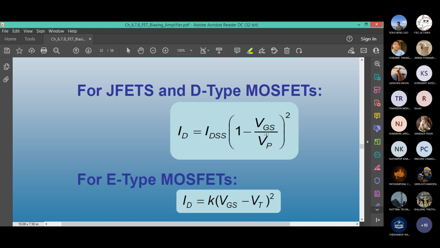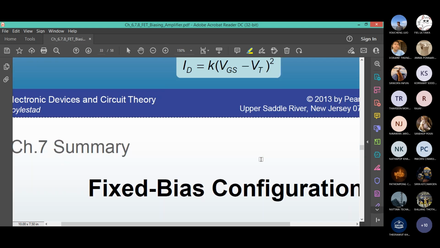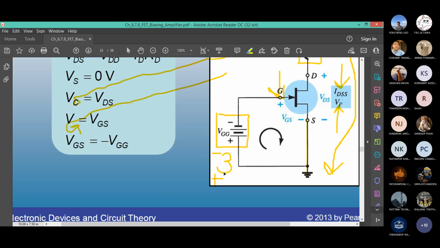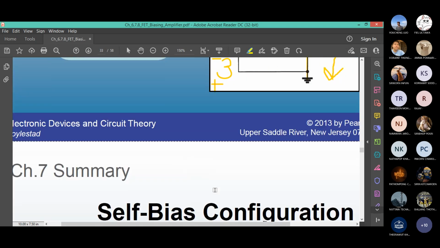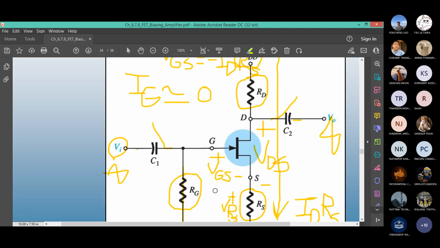I taught you the shortcut points, right? When VGS equals VP, and then when ID equals IDSS, and when ID equals half of IDSS, when VGS equals half of VP, you can plot 4 points and draw a smooth curve. We'll do examples today, don't worry too much now.